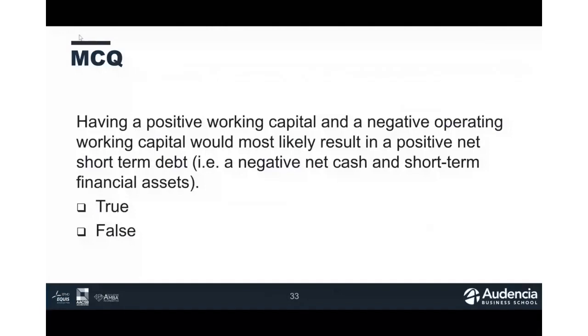So one question: having a positive working capital and a negative operating working capital would most likely result in a positive net short-term debt or a negative net cash and short-term financial assets. So when we have a negative net cash, we say also we have a net short-term debt. It's equivalent. So it's true or false?